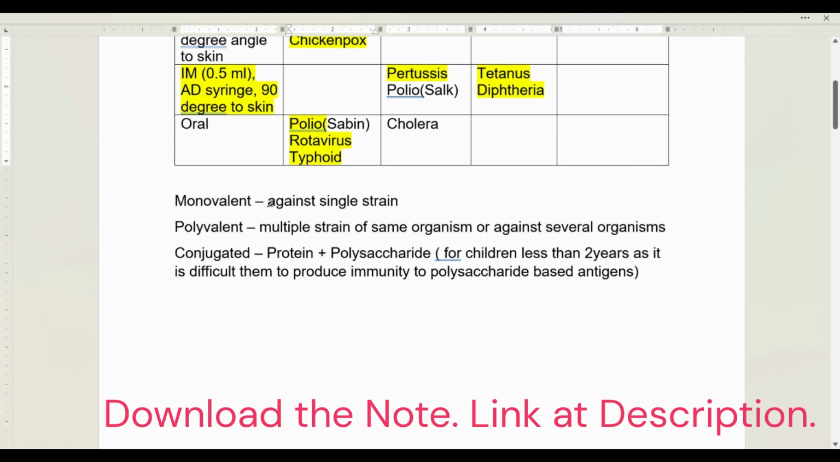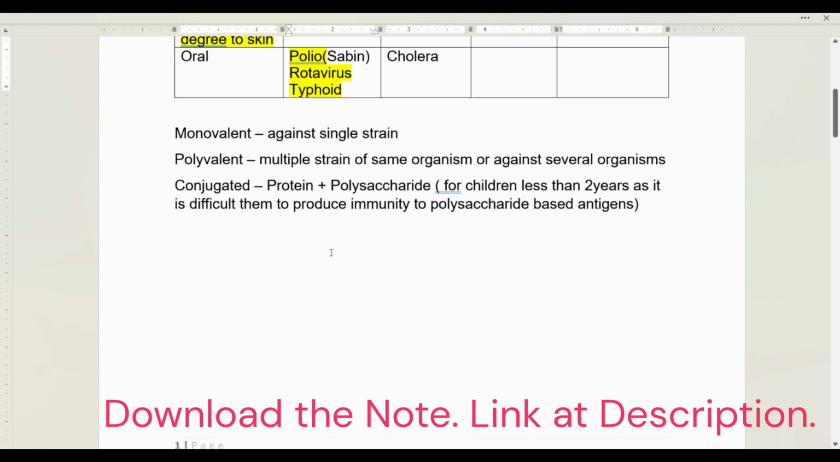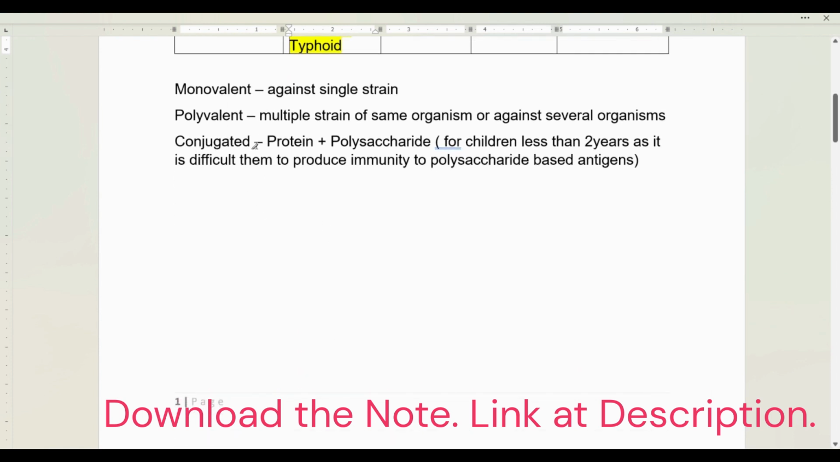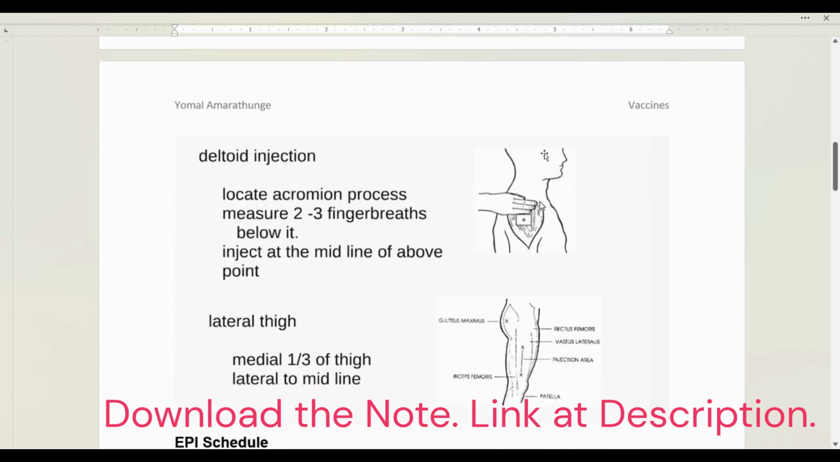Next, the monovalent vaccines are the vaccines that are against a single strain of an organism. Polyvalent vaccines are against multiple strains of the same organism, or against several organisms also. So there are vaccines called conjugated vaccines. Actually, when children are less than 2 years, they can't produce antibodies against the polysaccharides. So these polysaccharide vaccines are combined with a protein in order to boost immunity, especially in children less than 2 years of age.